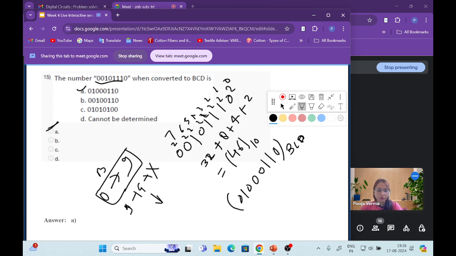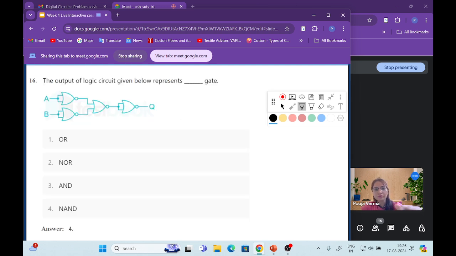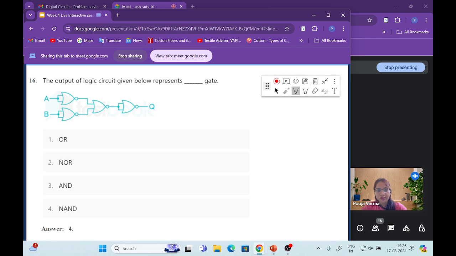Okay, so moving to the next question. The next question is: the output of the logic circuit given below represents which gate? For this, we need to find out what will be the logic expression. So I am just writing it here in order to make the circuit and then calculate it. So what will we get for this?